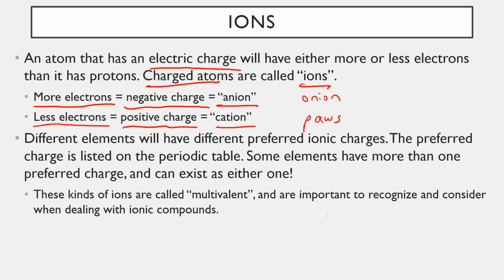Now, different elements will have different preferred ionic charges. The preferred charge is listed on the periodic table. It's kind of up in the top corner. Some elements actually have more than one preferred charge, and they can exist as either one. We call those multivalent, and they're very important to recognize and consider when dealing with ionic compounds, which we'll deal with in just a second here.